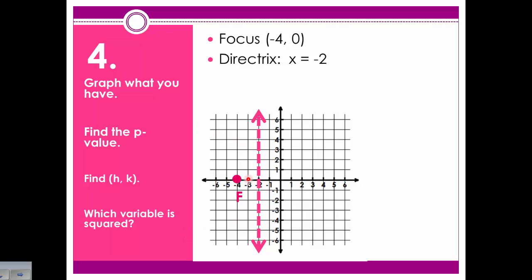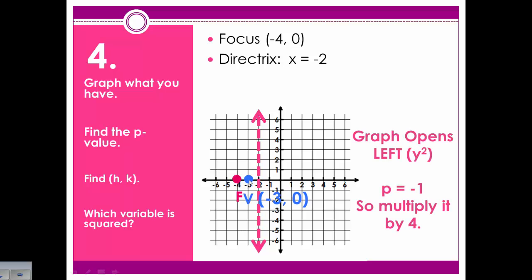So we're missing our vertex. It is halfway in between. This gives us our h and k value. Multiply that p-value by 4 to get the denominator of that fraction.